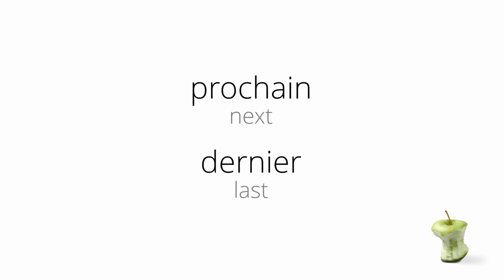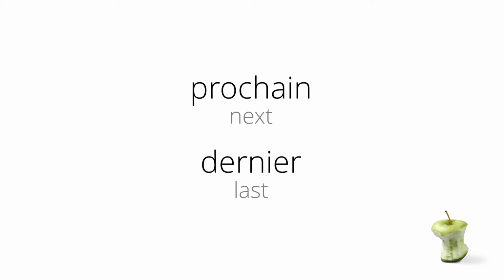More about the months. The months of the year in French are masculine. So if you want to say things like next January or last January, you can use the masculine words for next and last, which are prochain and dernier. Prochain means next, and dernier means last.